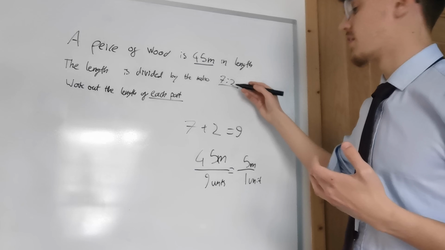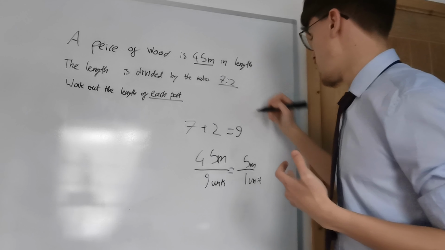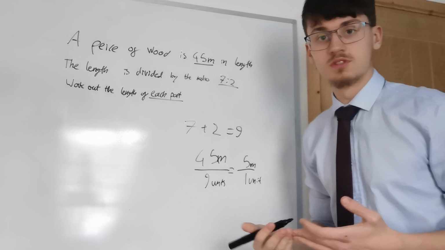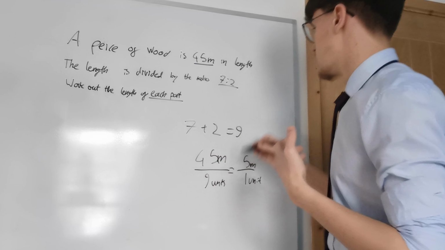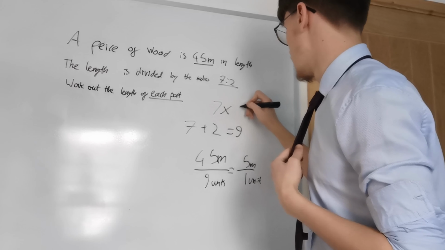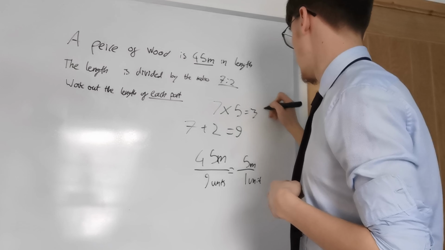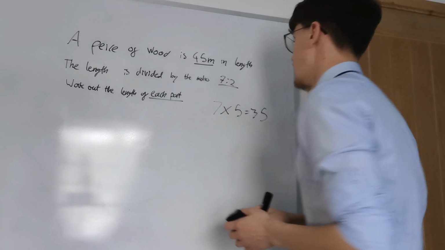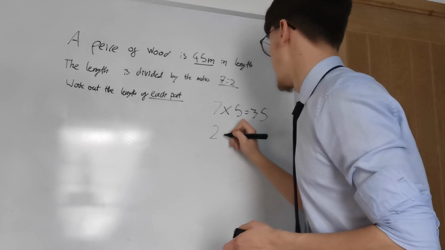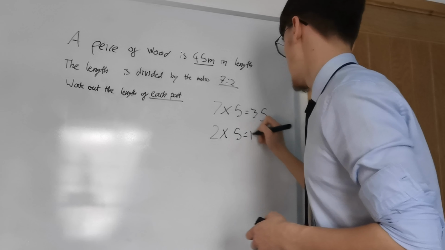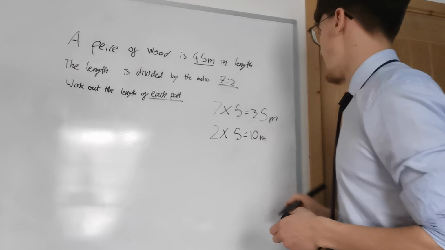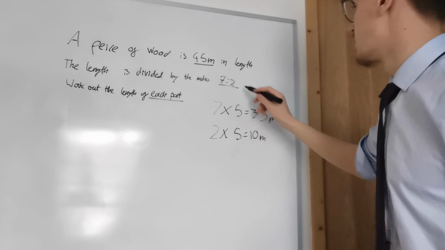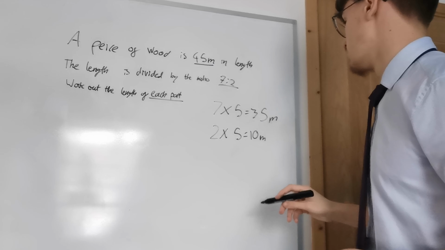So now we look back at our original ratio. We know that for 1 unit, there's 5 meters of wood. So for 7 units, we're going to do 5 multiplied by 7, because there's 7 units, and 1 unit is 5 meters. So we do 7 times 5, which equals 35. And then we do the same with 2. So we get 2 times 5 is equal to 10 meters of wood. And as you can notice, 10 plus 35 is equal to 45, so it adds up correctly. So we have officially shared 45 meters in the ratio 7 to 2.